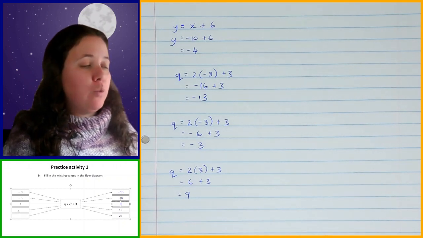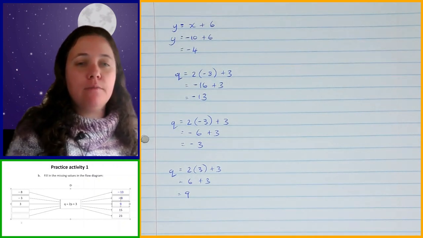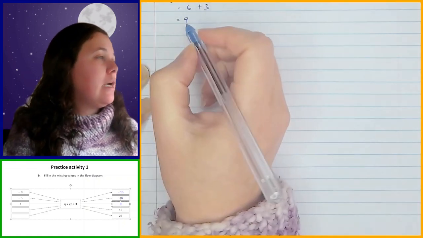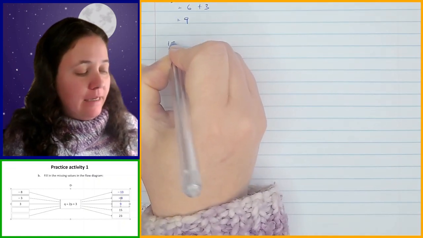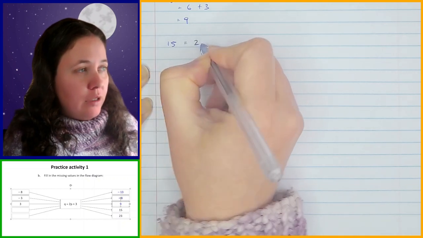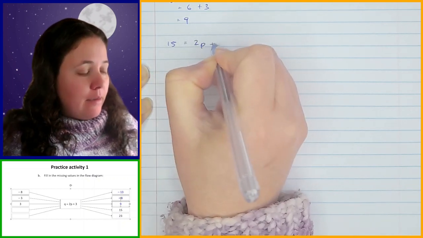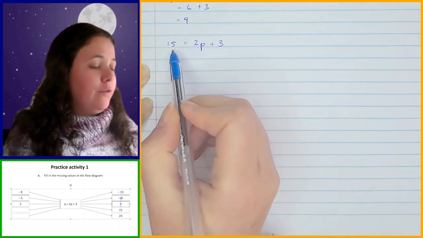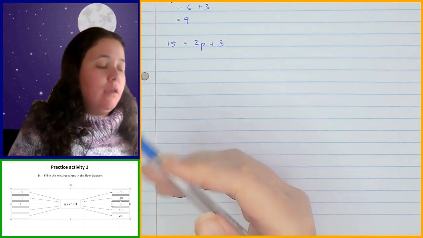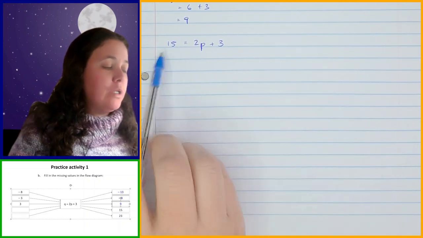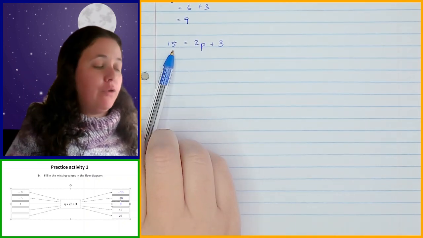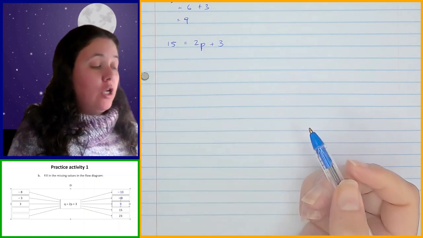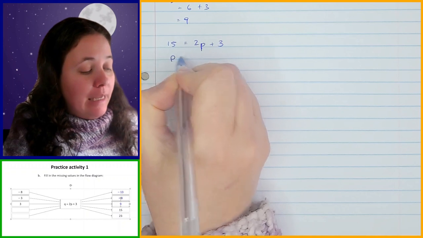Okay, so for the first one of those, I've got an output of 15. So 15 equals 2p plus 3, and we have to work out what p is. 2 times something plus 3 is 15. So what was 15 before I added the 3? It would have been 12. So 2 times what is 12? 2 times 6 is 12, so p must be 6.